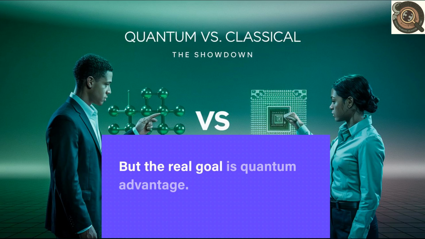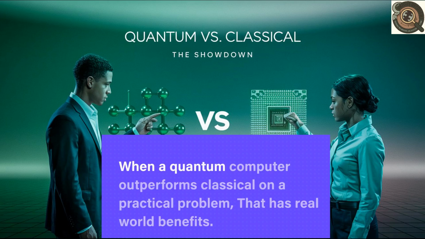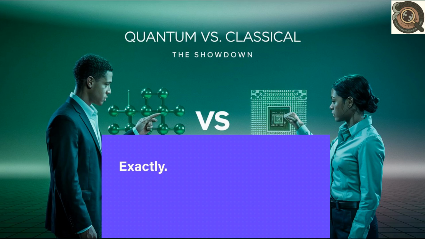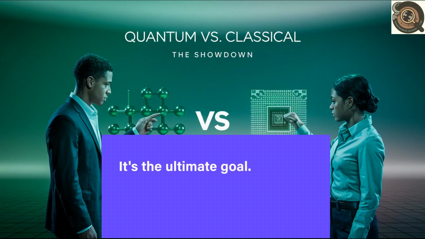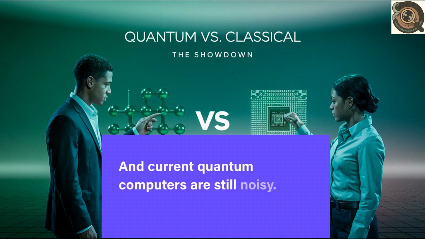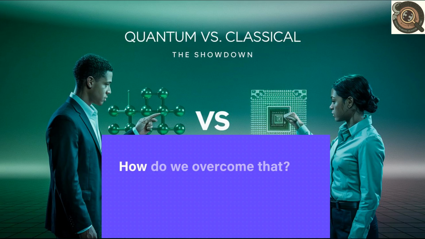But the real goal is quantum advantage, when a quantum computer outperforms classical on a practical problem that has real-world benefits. Exactly. We're not quite there yet, but it's what everyone's working towards. It's the ultimate goal. And current quantum computers are still noisy, prone to errors. How do we overcome that?